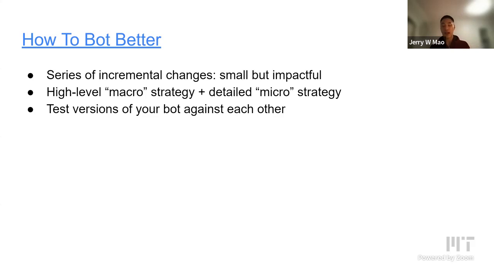Battlecode has this interplay where the macro strategy matters a lot, and the micro strategy also matters a lot. So it's really worth thinking about, as you make these incremental changes, whether each change impacts your micro strategy or your macro strategy. And also think about how you want to drive the direction of your bot.